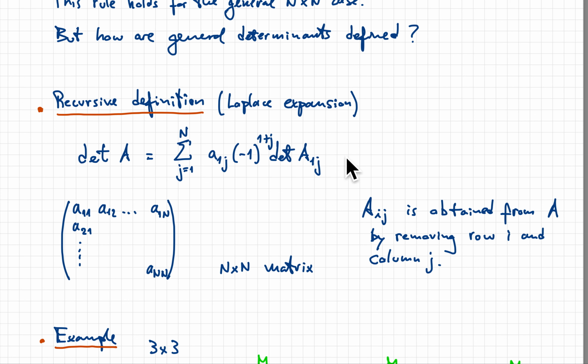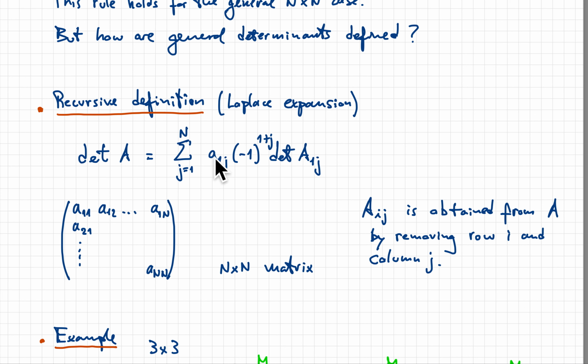Well, suppose we look at the first term in this sum. So then j equals 1. So then we have a11 times minus 1 to the 1 plus 1, that's minus 1 squared, that's just 1. And then the determinant of A11, this big A11. That means you have to remove the first row, remove the first column, and you're left with a submatrix of size n minus 1 by n minus 1. And so at that point, you have a determinant of a smaller matrix, and you go ahead and reapply this rule.